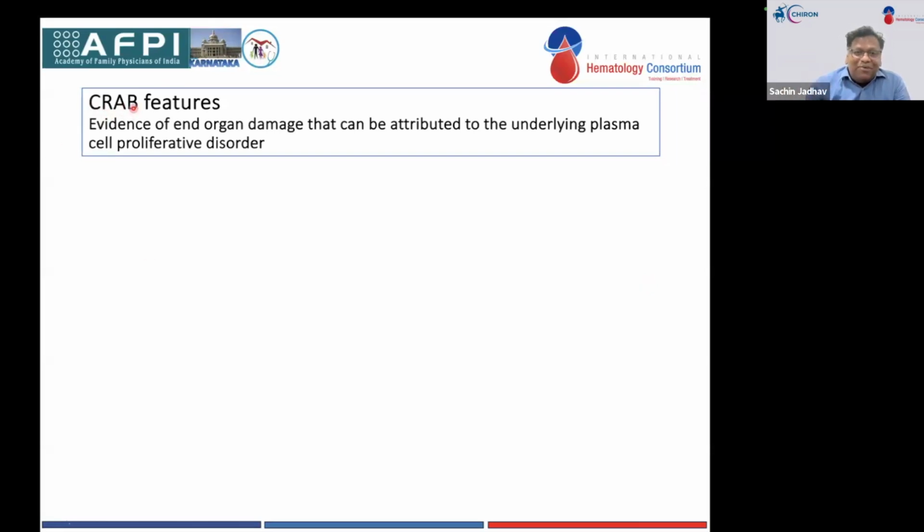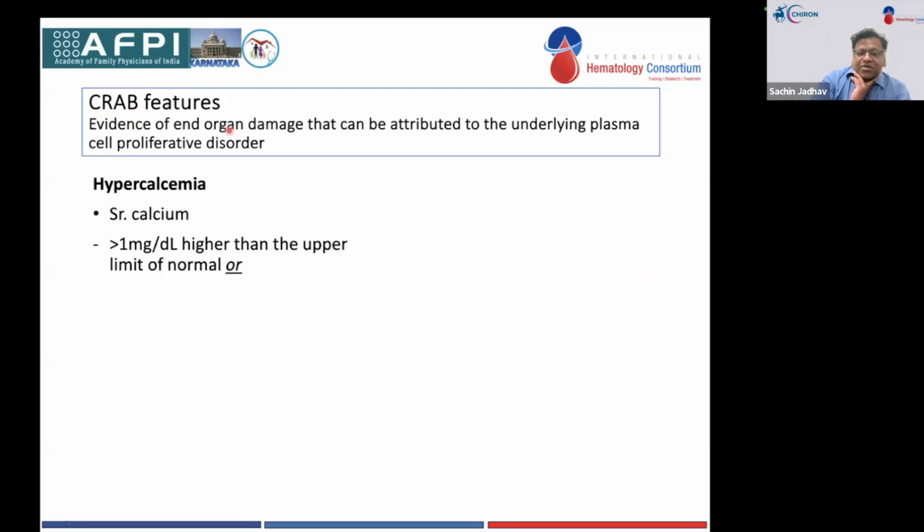And it damages the organs and it leads to certain features which we call CRAB, as in the animal with the shell, crab. Now, what is this CRAB? C stands for calcium. So the calcium will be high, hypercalcemia. If the calcium increases more than 1 milligram from the upper limit of normal in your lab, or on the whole, if the calcium is more than 11 milligram per deciliter, that's very high calcium, then we say this person has hypercalcemia. So in the CRAB, the C is present.